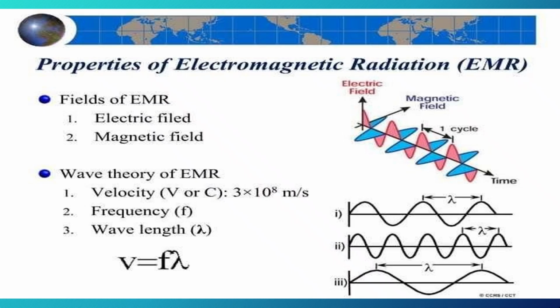To understand remote sensing, we must know the properties of electromagnetic radiation, or EMR. EMR consists of 2 perpendicular components, an electric field and a magnetic field that travel together at the speed of light, 3 × 10⁸ meters per second. It has 3 key properties: velocity, frequency, and wavelength, which are related by the formula V = F lambda. The diagrams show how these waves move and how wavelength and frequency are interconnected.